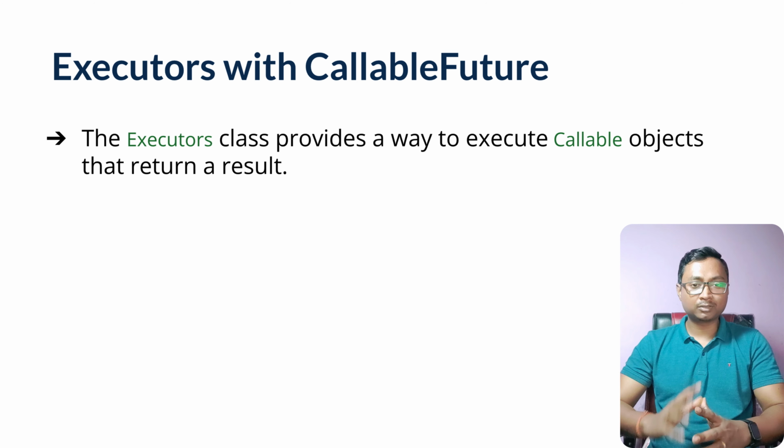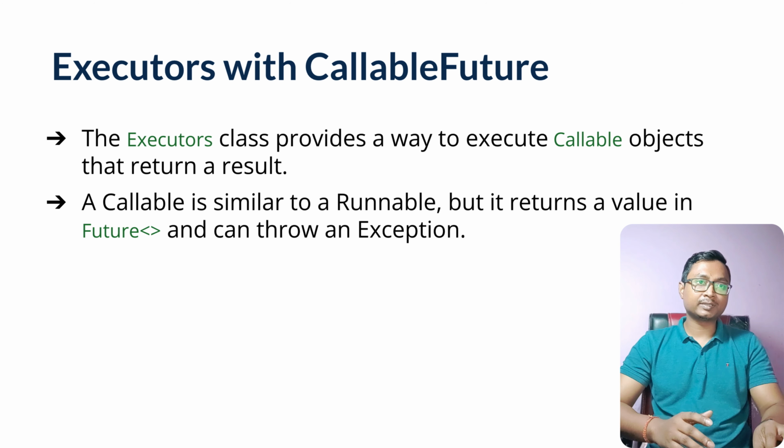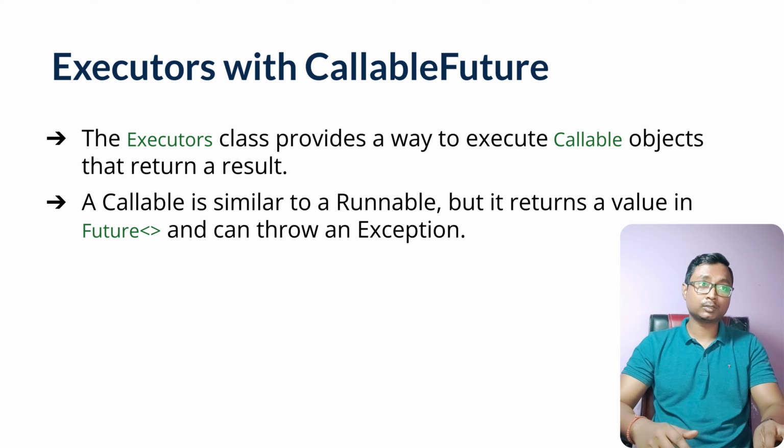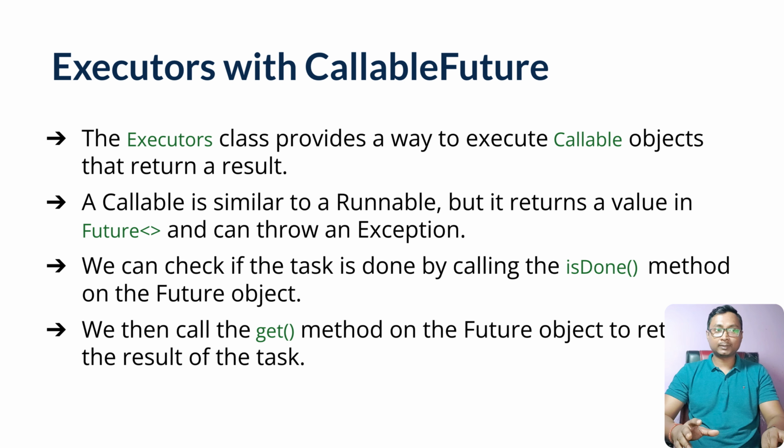Like I said, executors allow you to execute callable objects, and callables are basically something that returns a future, and it can also throw an exception, depending on execution of course. You can check whether a particular future was already completed or not using the isDone method, and when you want the value from a future, you can use dot get. Okay, so we'll see with the help of an example how to use callable in executors.